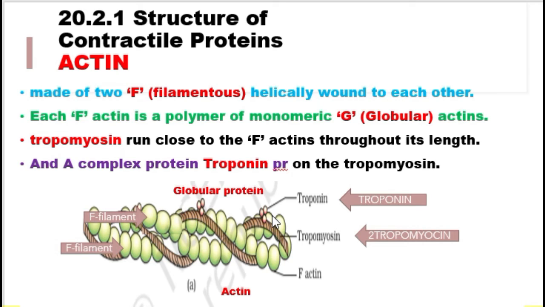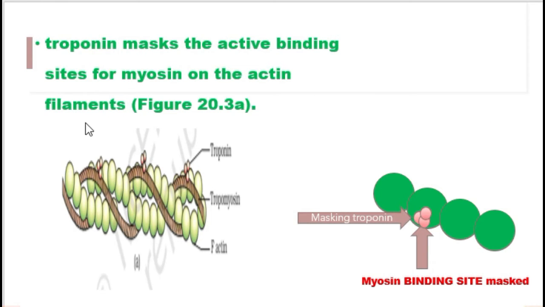It covers the place where myosin would attach. What covers it? Troponin. Next you can see here troponin. Troponin masks the active binding site for myosin on the actin filament. This is the actin filament, green color, and this troponin is masking the part where myosin attaches.